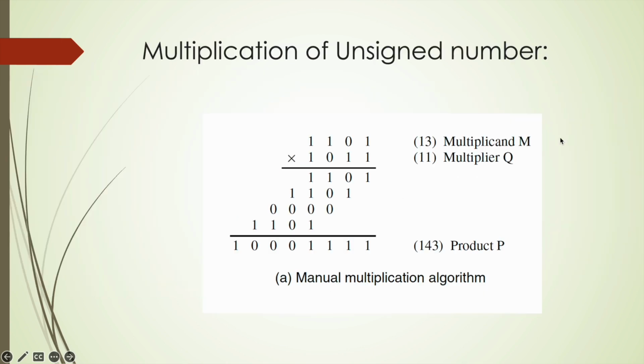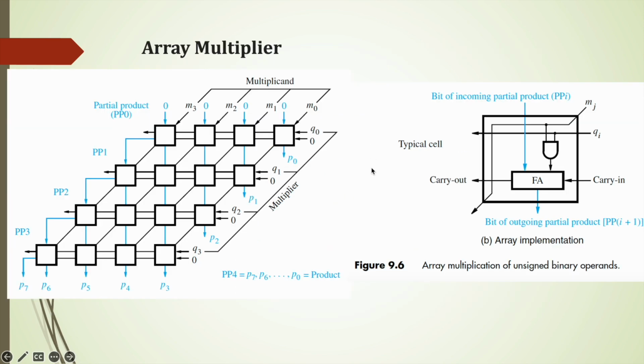In the previous example we are adding the full multiplicand only when the multiplier bit is 1. That is what happened here. Based on the multiplier bit we'll add the m0 value. If the multiplier bit is 0, we'll add 0 to the full adder. That is why q0 is given to the AND gate, and based on the q0 value, we'll add either the mj value or 0 to the final product. So this is the general implementation of array multiplier.